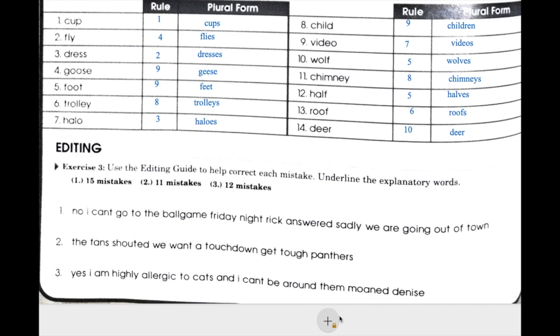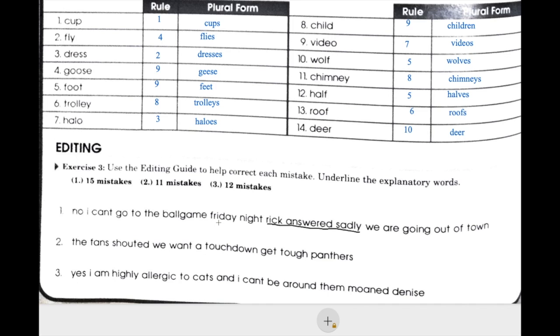It says use the editing guide to help correct each mistake. Underline the explanatory words. Sentence number 1 has 15 mistakes, so let's go ahead and look for them. Let's start by underlining our explanatory words. "No, I can't go to the ball game Friday night," Rick answered sadly. "We are going out of town." Rick answered sadly. Those are our explanatory words.